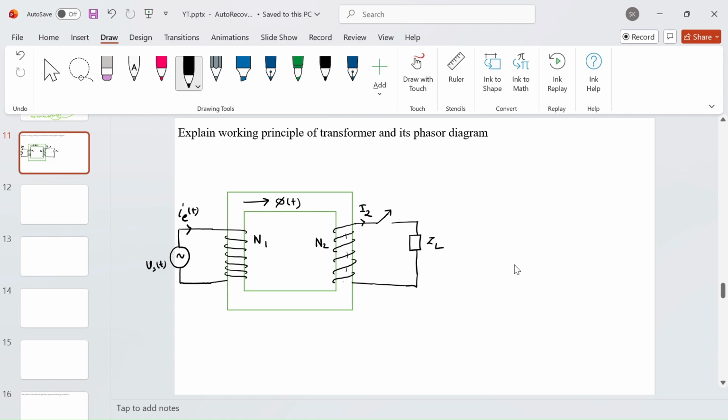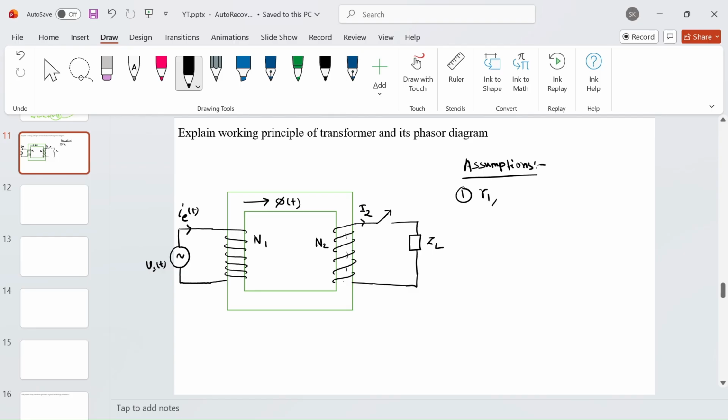Like what are the assumptions you are taking while you are explaining the working principle of transformers and the phasor diagrams. Okay, so let me tell you what assumptions we are going to consider in this analysis. First of all, I'll be considering the ideal conditions. So the winding resistances and all are zero.